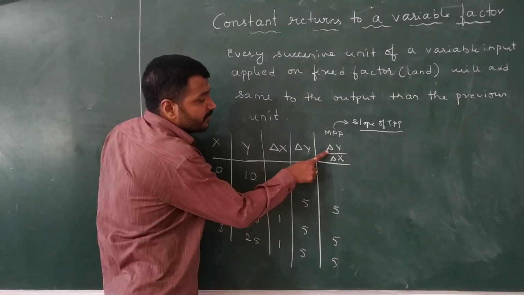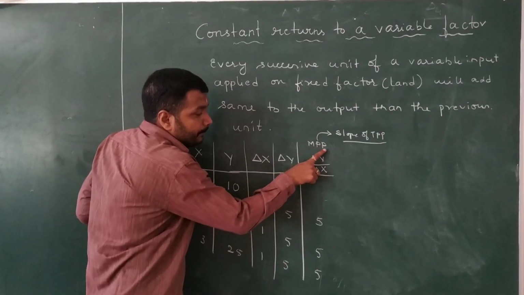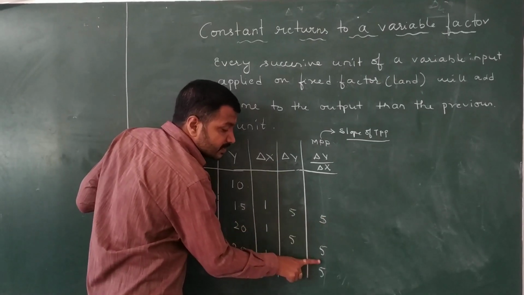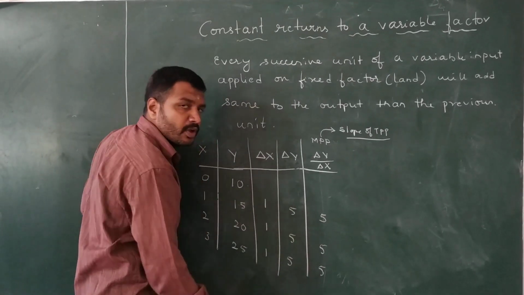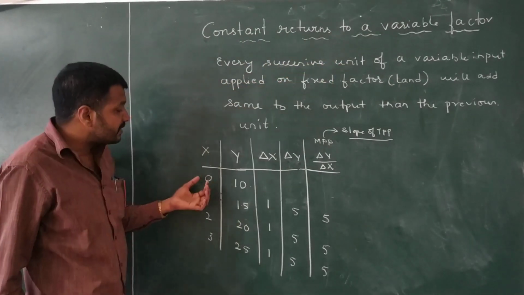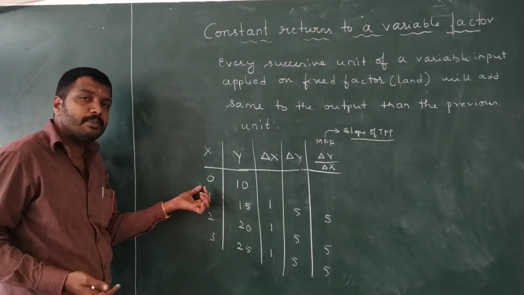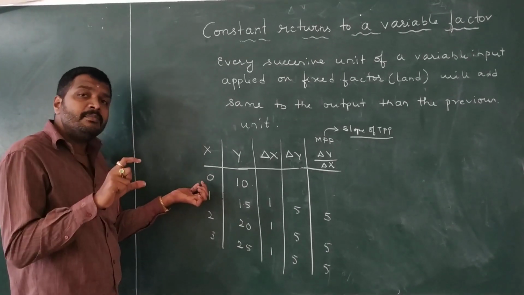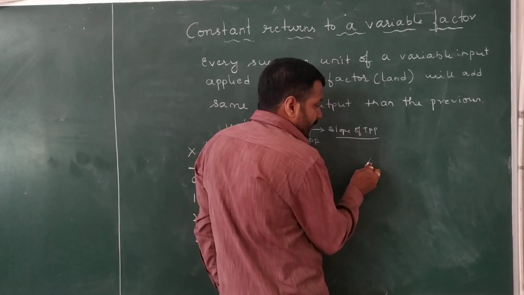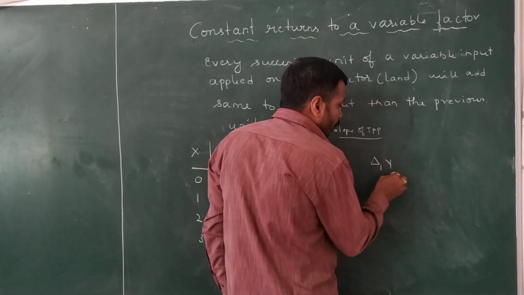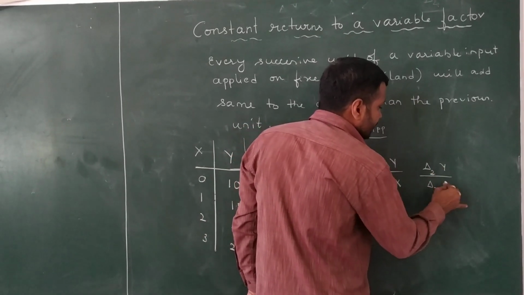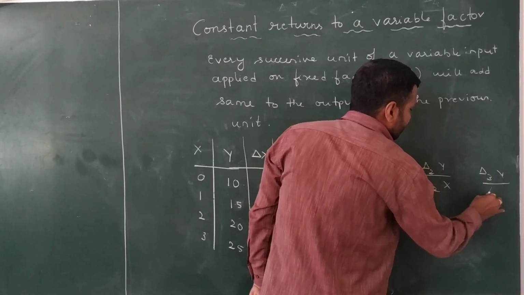What you need to observe is, in this particular case, MPP, or the ratio of incremental change in output to incremental change in input, has remained the same throughout the process of production. That is what we call constant returns to a variable factor. That means every additional unit of input applied is going to add the same level to the output as the previous unit. The same thing can be algebraically represented as delta 1 y by delta 1 x, delta 2 y by delta 2 x, delta 3 y by delta 3 x.